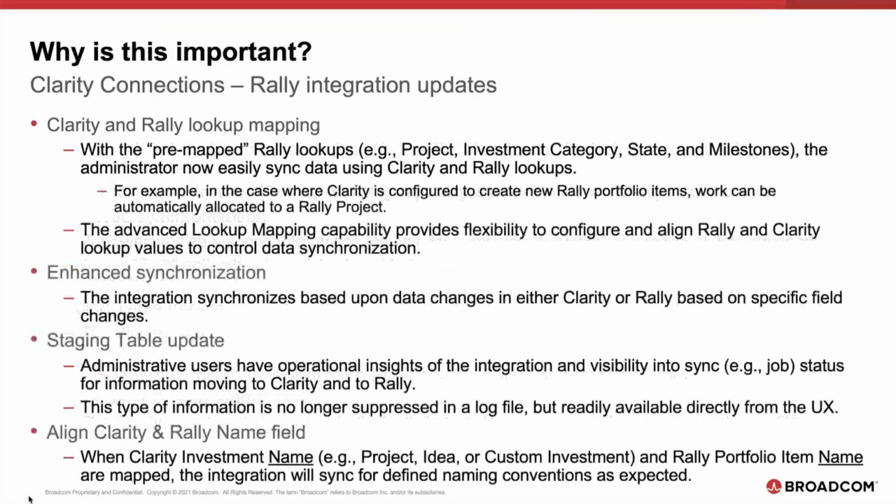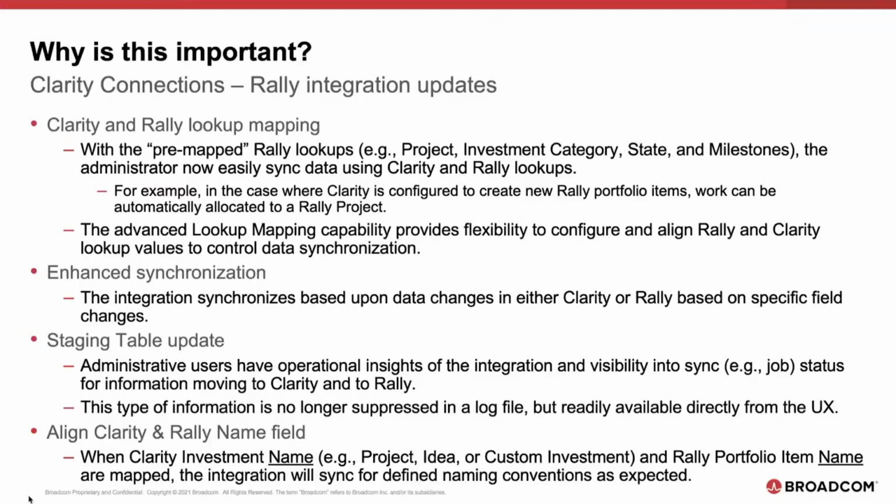So why is this important? With the new lookup mapping capabilities, Clarity and Rally can share the same lookup values. In other words, the Rally project, investment category, state, and milestone can have the same lookup values, and therefore the two systems are always in sync. On the other hand, using an advanced lookup value mapping capability, administrators can map Clarity lookup values to Rally lookup values, providing additional data sync control.